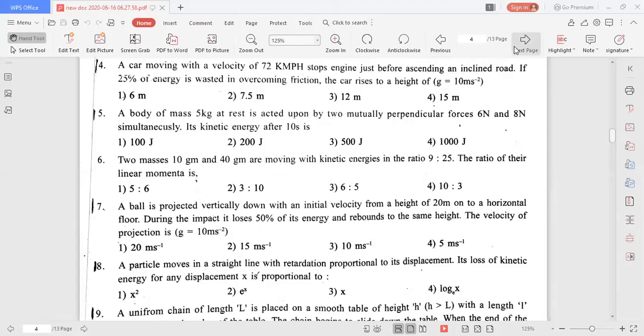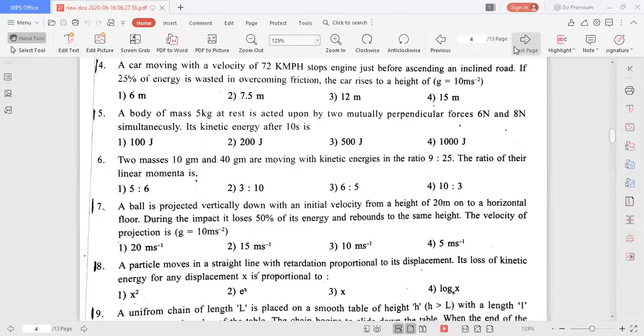Okay, all of you see the problem. Fifth problem, in work power energy, exercise 2, level 1, page number 275. Problem number is 5.